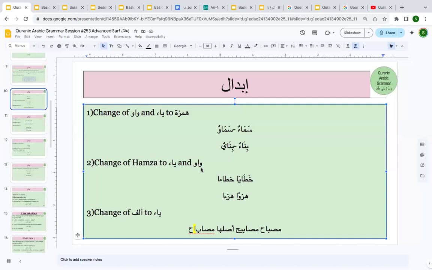Okay, right? So when you see here change of hamza to ya and waw, have you ever seen the word khataya so many times, right? Have you noticed this word in Quran or in your duas, right? In your dua for janaza, khataya is there as well. So khataya, what are the root letters? Again, we just saw khati'atan. So the root letters are kha, ta, hamza. It was actually khata'an, but it became khataya. So what happened? The hamza got changed into ya.